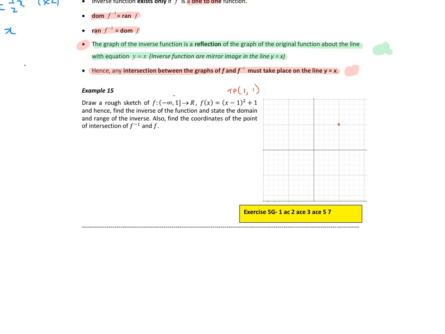Maybe I can get away with that there. Maybe not. Let's make that 2, 2. So 1, 1 is going to be halfway between everything. Yeah? So the full graph, positive parabola, would be like that. But we're only going to sketch half of it because it's from negative infinity to 1. So I've got that there.